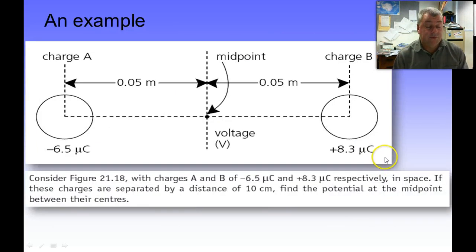Let's do a couple of examples. It gets very confusing here. We've got two point charges, A minus 6.5 microcoulombs, B plus 8.3 microcoulombs. We've got a midpoint, and we find the potential at the midpoint between their centers.